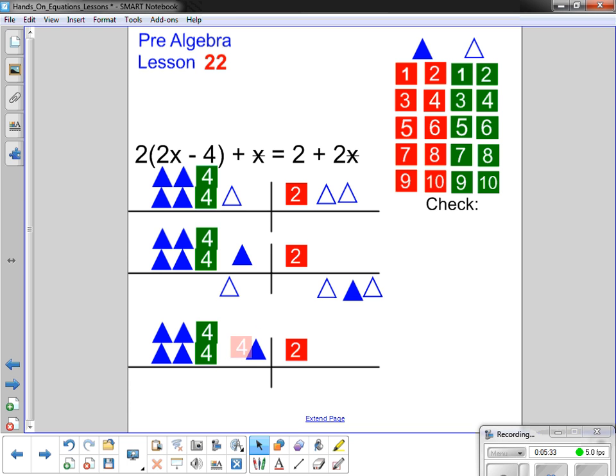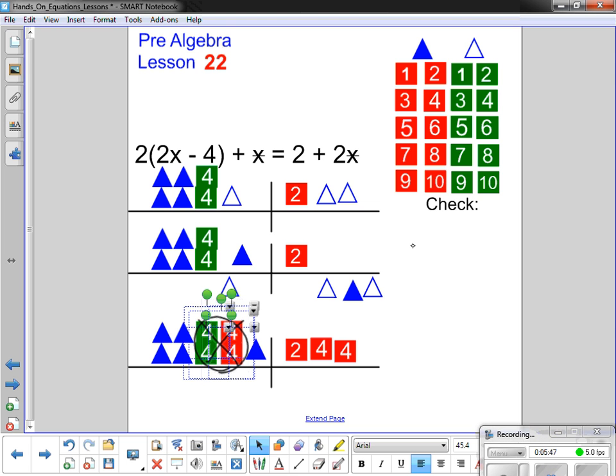Well, what I could do is I can add a 4 to that side and add a 4 to that side and add a 4 to that one and add a 4 to this one. So now these all cancel off. There we go. Let's see if I can do that. Yep. I'm going to leave those there. You can see what happens.